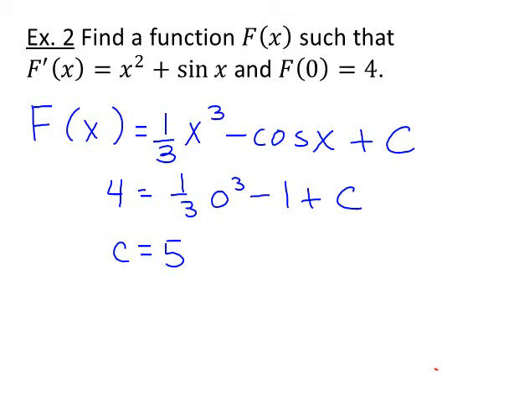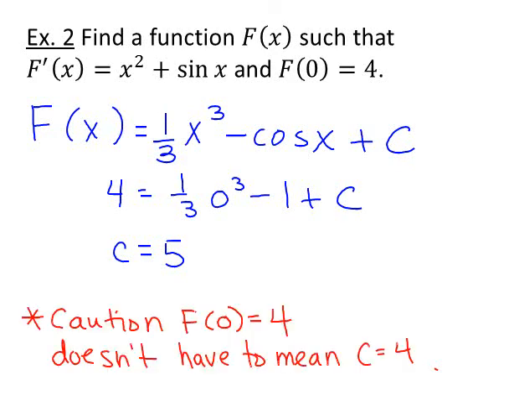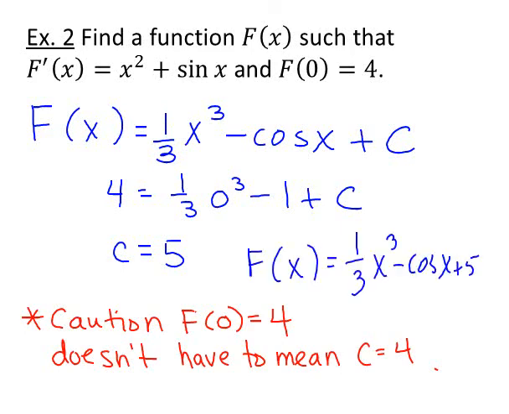It's very common for students to assume that F of 0 equals 4 implies that the constant will be 4. Note that this is not the case. That makes our antiderivative 1/3 x to the third minus cosine x plus 5.